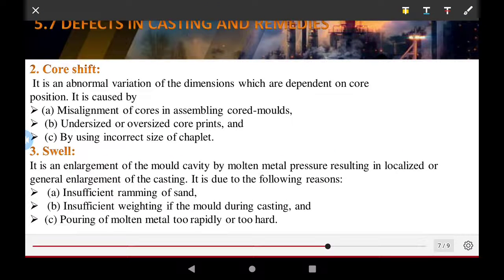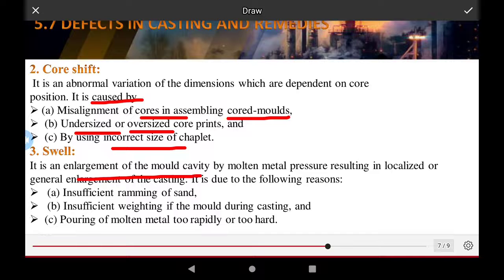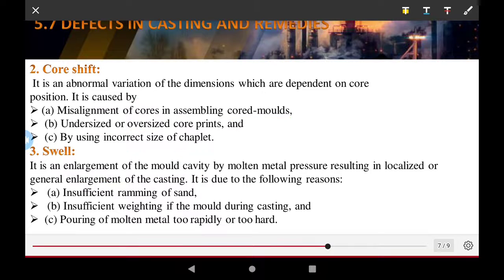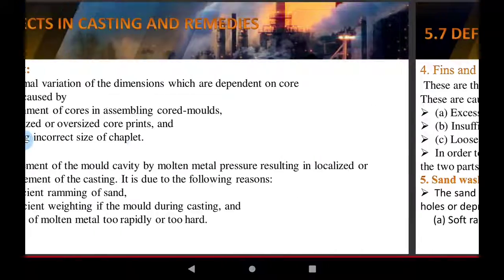Casting defect: core shift. It causes variation of the dimensions which depend on core position. It is caused by misalignment in the assembly of the cold mold, inadequate core prints, and the molten metal pressure on the core, which is a common cause of this defect.